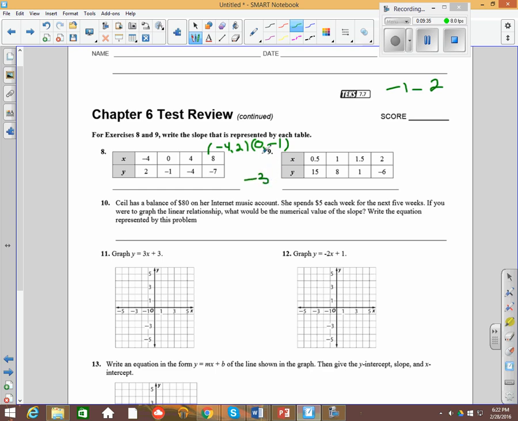So that is the y, so that goes on top, -3. On the bottom you have 0 minus -4. 2 negatives make a positive, so that's +4. So you have a negative slope there. It's -3 over 4, which means you would go down 3 to the right 4. Okay? So let's look here at number 9.